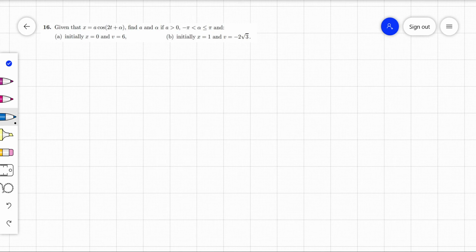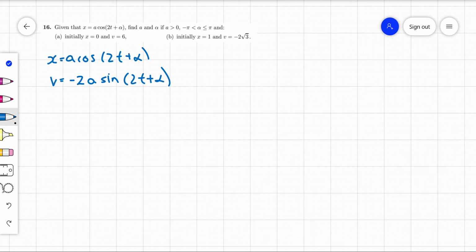Again, we've got initial conditions and we need to solve for certain letters, so make sure you've got the displacement in terms of t, and the velocity we just differentiate with respect to t, so cos goes to negative sine. Alright, so in the first one we've got t equals 0, x equals 0, so this becomes 0 equals a cos alpha, because t equals 0, and the velocity is 6, so 6 is minus 2a sine alpha.